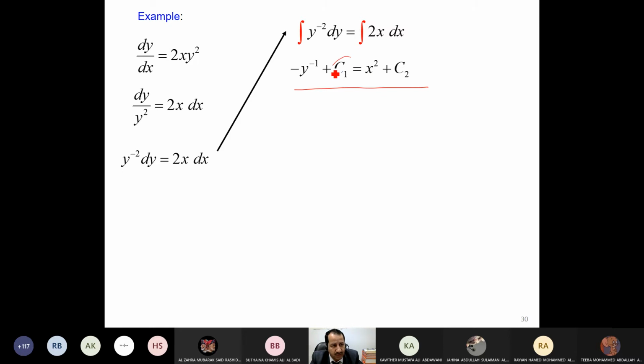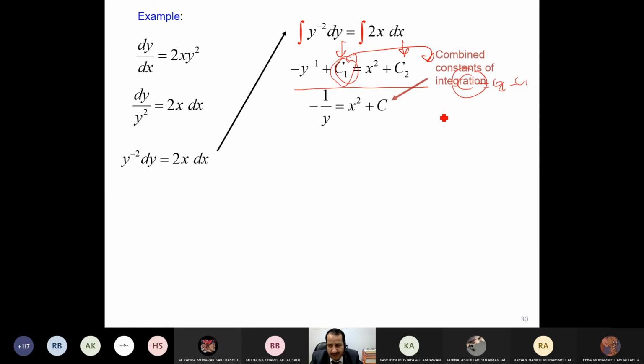Definitely when I integrate, I need to add a constant. Now I added a constant here, I call it C1, and a constant here, I added C2. I will take C1 to the other side, it will be minus C1. Both together give C. I mean, C will be C2 minus C1, one constant in this way.